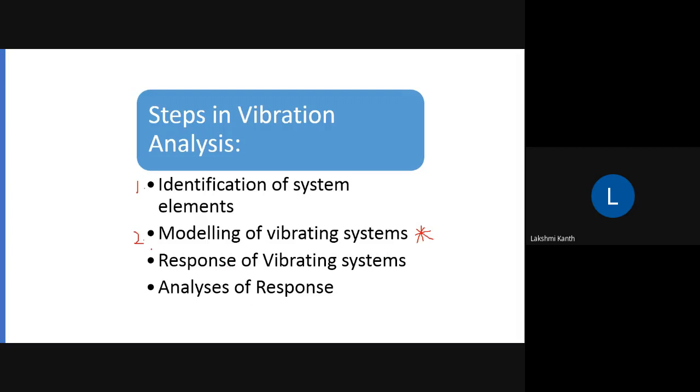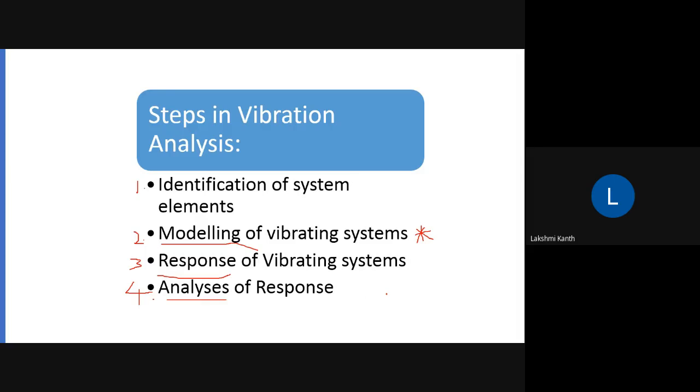Then how to do this modeling, what are the various methods? We will see, don't worry. And the next, response of a system. This is step two, and this will be step three, response of a system. After getting the mathematical equation, our intention is to solve that equation with the help of mathematical methods and obtain the final solution in terms of system responses. And in the fourth step, analyze the response, make any modifications, and draw conclusions.